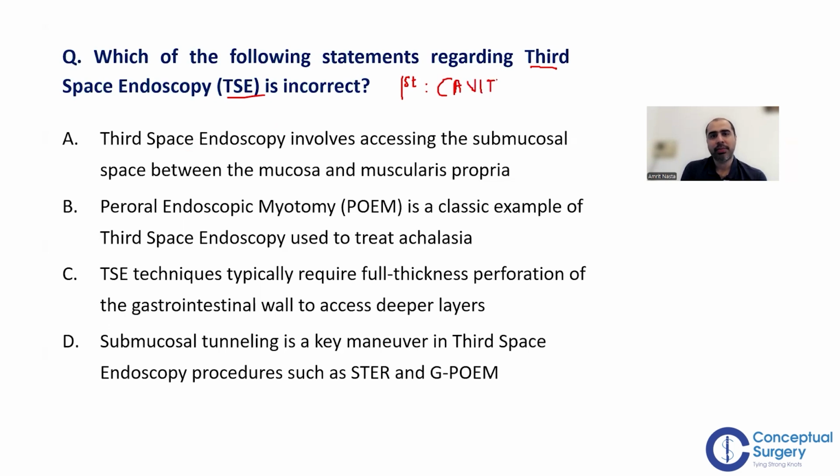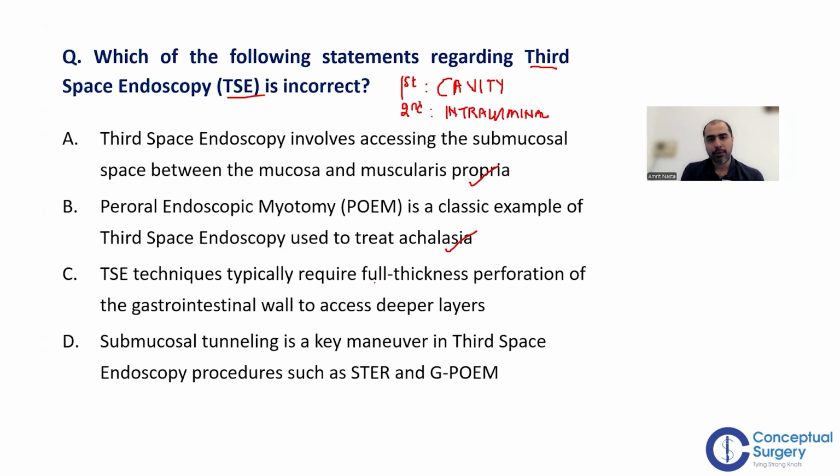Any body cavity is going to be the first space. Second space is going to be intraluminal. Okay. Third space means what? Third space means submucosal, a plane that you have generated. So third space endoscopy implies going in the submucosal plane. When do I go in the submucosal plane? When I have to do a POEM. This is true. So for POEM, I go per oral, endoscopic, cut the mucosa, go in the submucosal plane, then do the myotomy. That is POEM, it is third space.